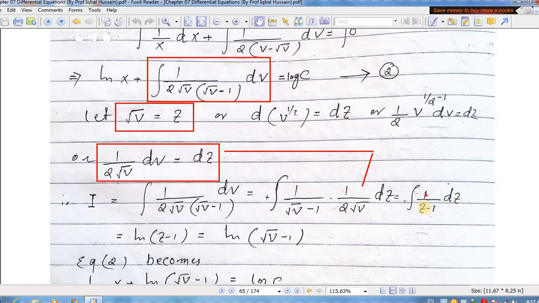Integral of 1 over z minus 1 is equal to log denominator. This is f and this is f dash, so we will get log of denominator. Now putting value of z is equal to v under root, we have determined value of this integral. This integral has been denoted by I, whose value is log of v under root minus 1. Now we will put this value in equation number 2.